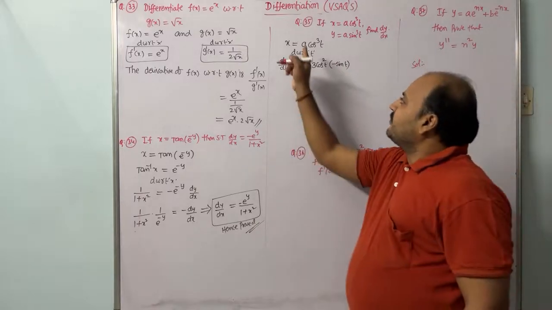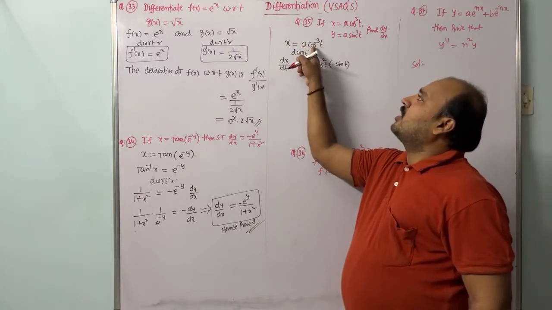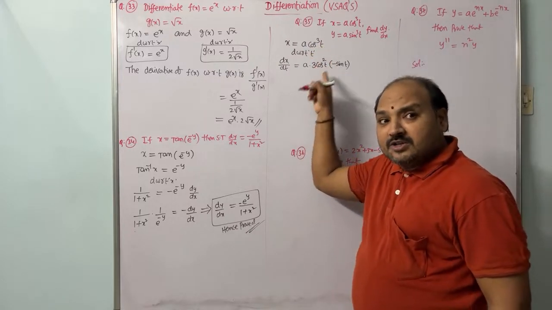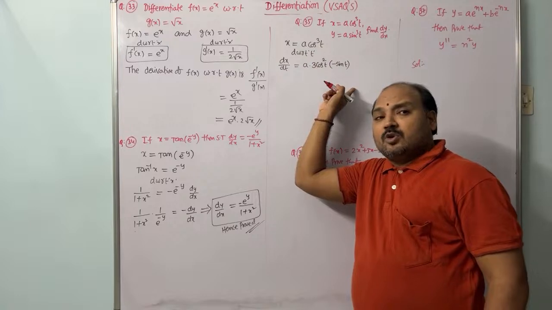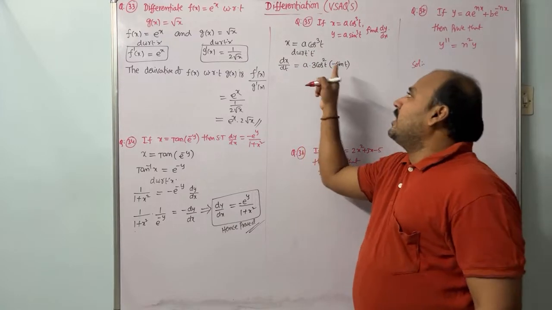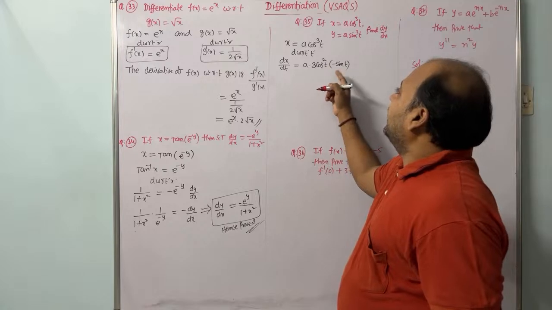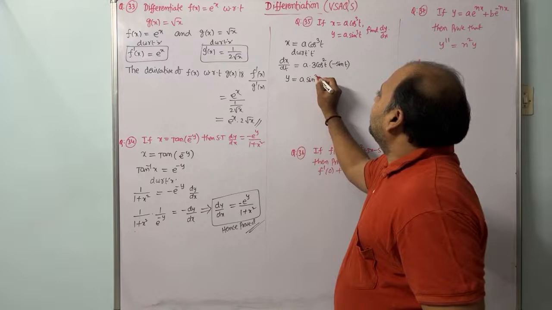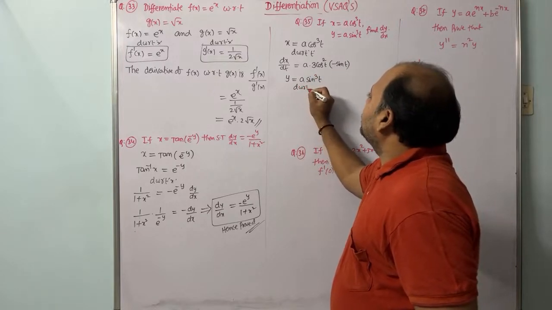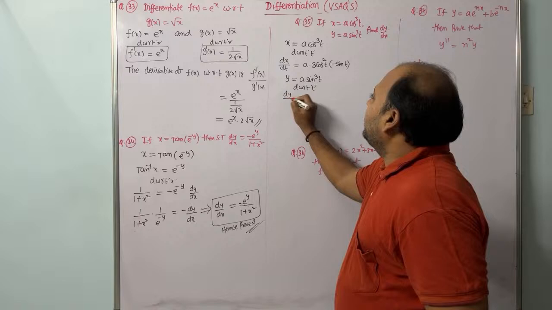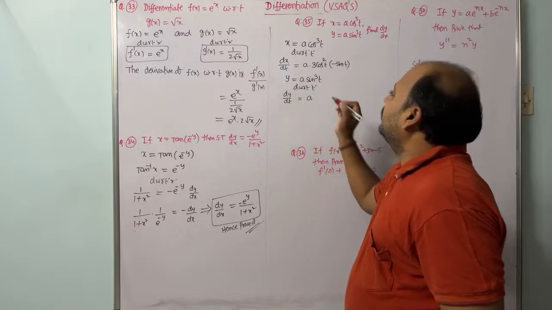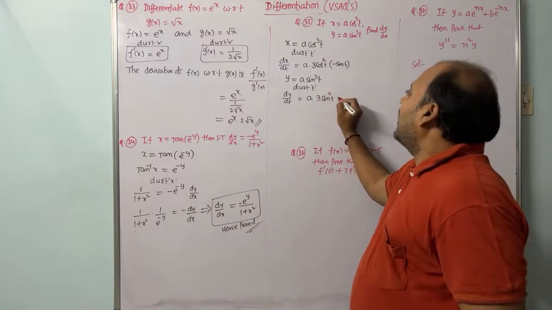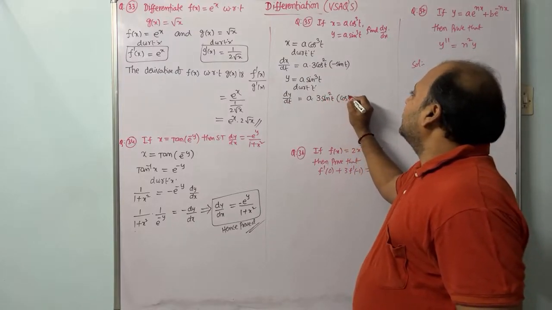Cos t derivative is minus sin t. Once again I will explain. D by dx of a constant, bring outside, cos power 3t. So 3 into cos power 3 minus 1 t. Again cos t differentiate with respect to t. So d by dx of cos x is what? Minus sin x. D by dt of cos t is what? Minus sin t. Next y equal to a sin cube t. So differentiate with respect to t. So dy by dt is equal to a into sin cube t derivative is 3 sin square t. Again sin t derivative is cos t.